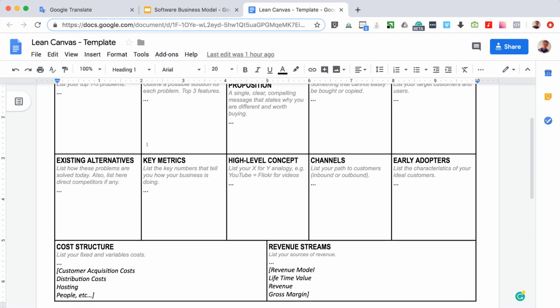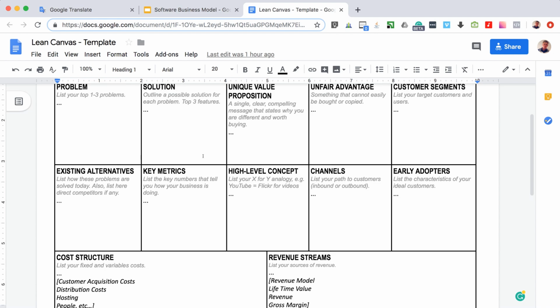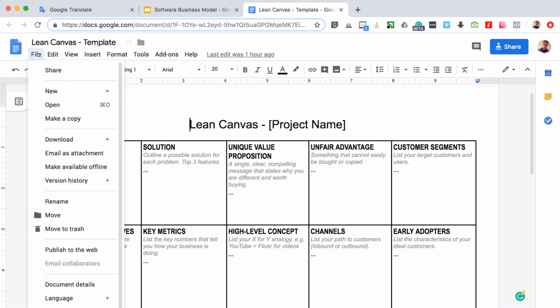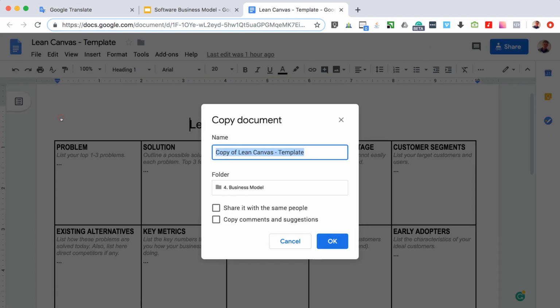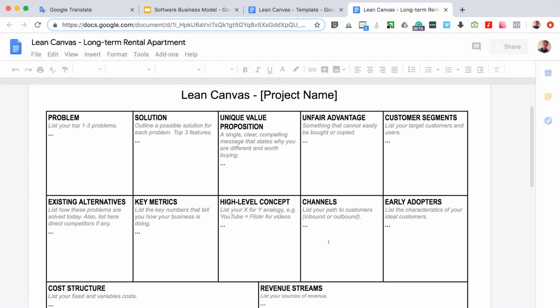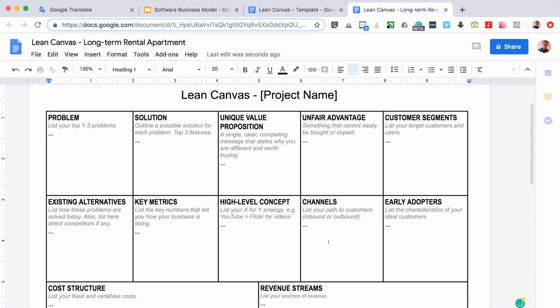Now you can see the lean canvas template we are going to use. On this video lesson page, you will find a link to this Google document you can see right now. But you cannot edit this document directly, so we need to copy it first. We go to File menu here, make a copy menu item and name our lean canvas document. Let's call it the long-term rental apartment lean canvas, long-term rental apartment, and copy it to our own Google Drive. This is it, and we are ready to start work on lean canvas.